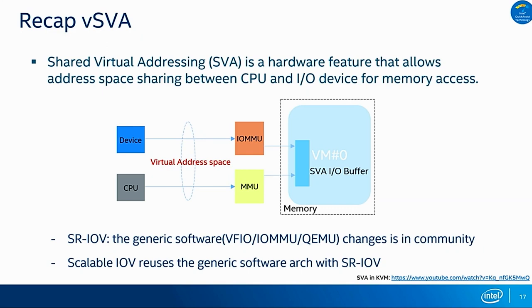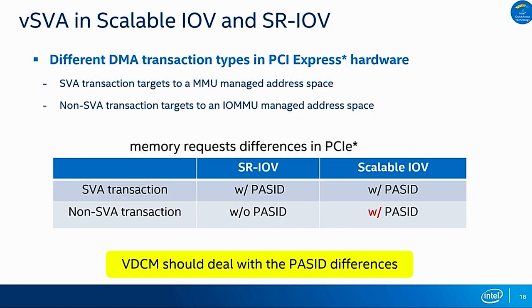And in our community, we have already done some work for the SR-IOV support. And for scalable IOV, we will reuse the generic software changes, since scalable IOV and SVA are both based on the PASID capability. But there is some difference for a scalable IOV device to support SVA compared with single root IOV. So next we will see the difference.